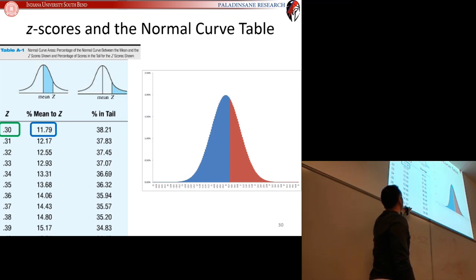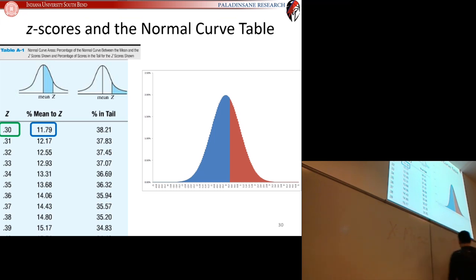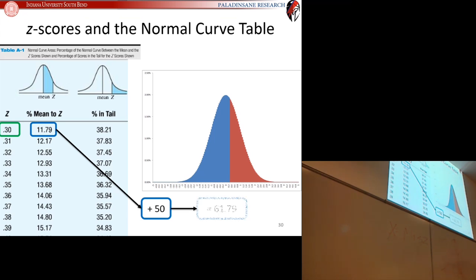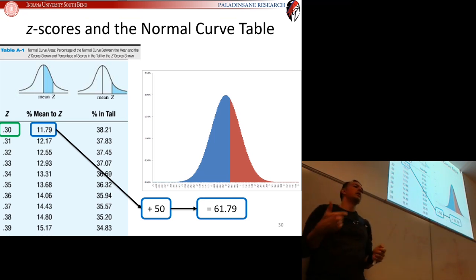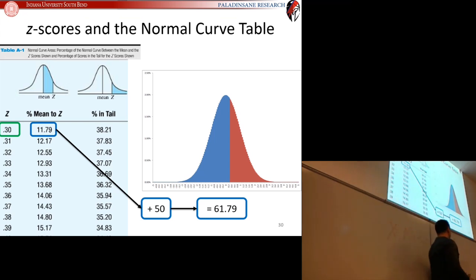We go to this column right here, see that we got 11.7% in this area right there. And then to that 11.7, we have to add the remaining 50%, or half of the distribution, and that gives us our final answer of 61.79% of the distribution. So 61.79% of individuals scored below 0.3.